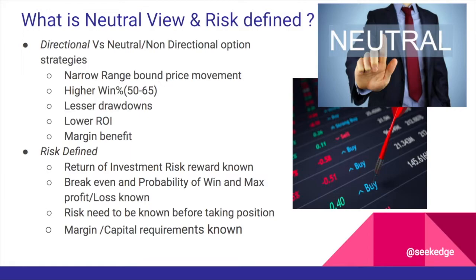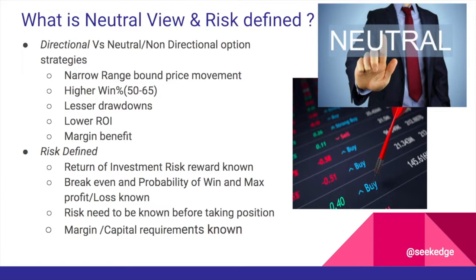A neutral view would expect a narrow range, with the price movement happening within a price range, say 15,500 to 15,900, or any particular range that we come to a conclusion about. That is what a neutral view would be like, right?